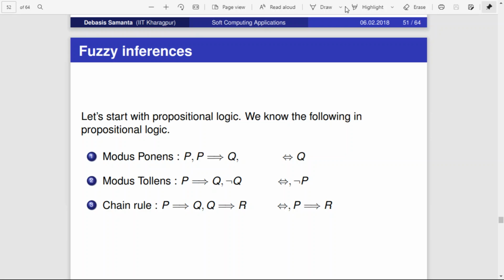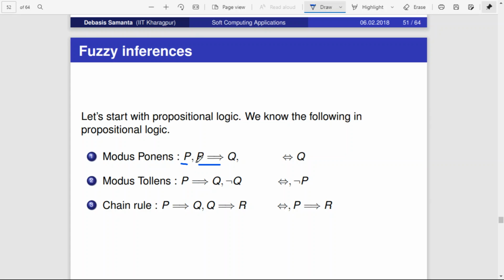First, let us consider these examples from propositional logic. These are two rules. The first rule says that P implies Q, and there is another rule P, which means that P is true. It just says that P is true, and there is another rule P implies Q. With these two rules, you can infer Q. That is, if you combine these two, the output will be Q.